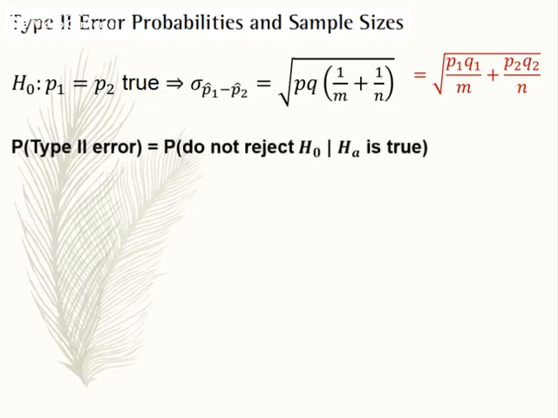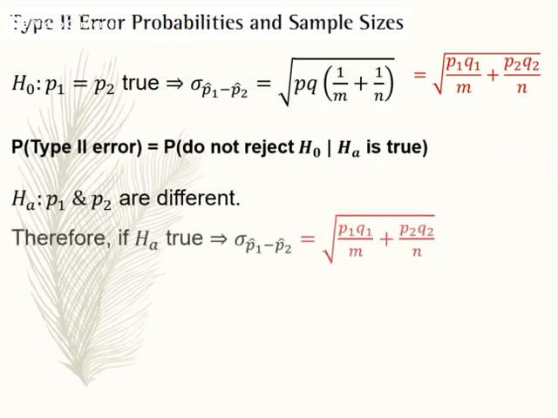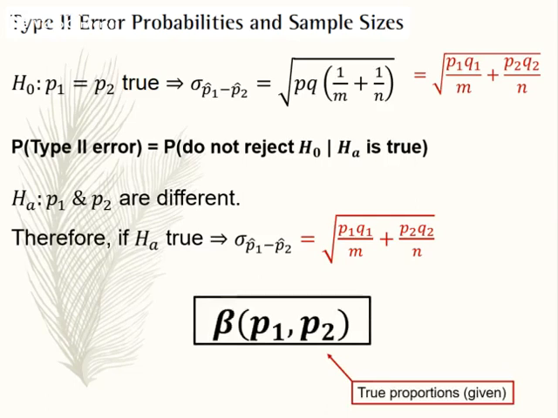But remember, for type 2 error, you want to find the probability that you do not reject H0 given that HA is true. So if HA is true, that means p1 and p2 are going to be some different values. And that means now your standard error is just going to be this formula again, because you're no longer assuming equality. Based on this, now you can calculate your probability of a type 2 error. You'll be given a p1 and a p2, so that's why it's written this way, and these are supposedly the true values.